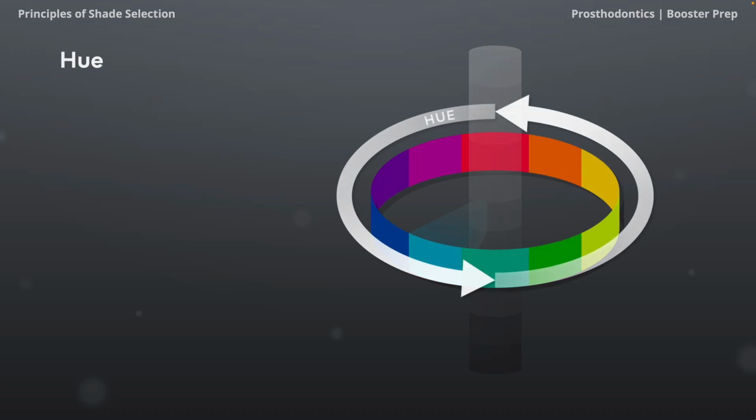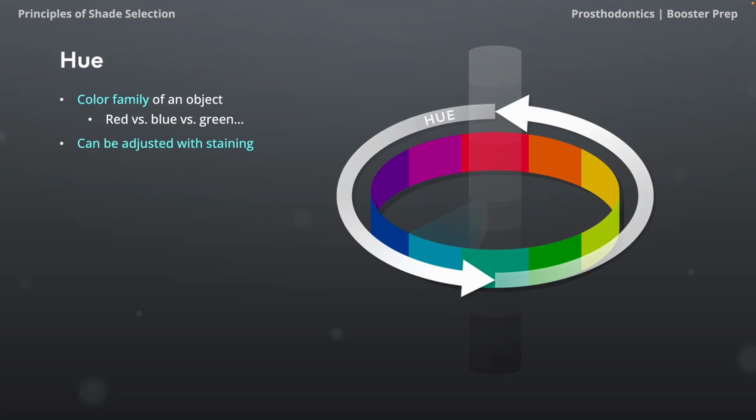Alright, now let's talk about hue, which refers to the basic color family of the tooth or restoration. This one's the easiest to understand in my opinion because every color we know of is technically a different hue. We have red hue, blue hue, green hue, etc. Now, in the concept of dentistry, the hues we're typically concerned with are variations of yellow, brown, and gray, since these are the natural colors of teeth.